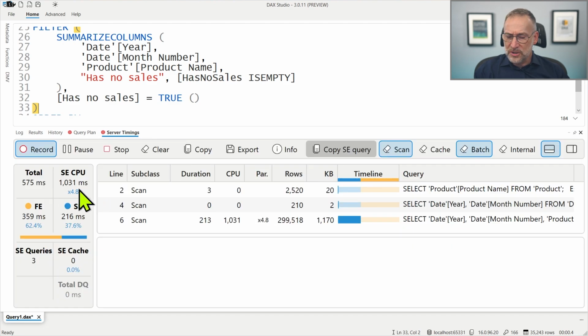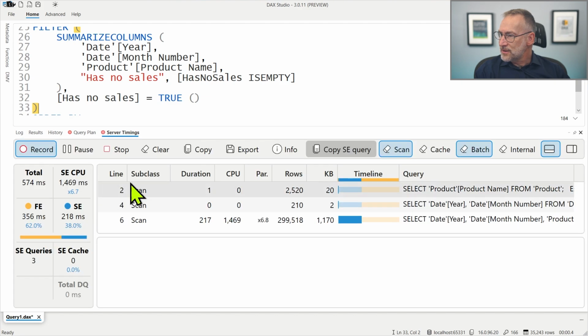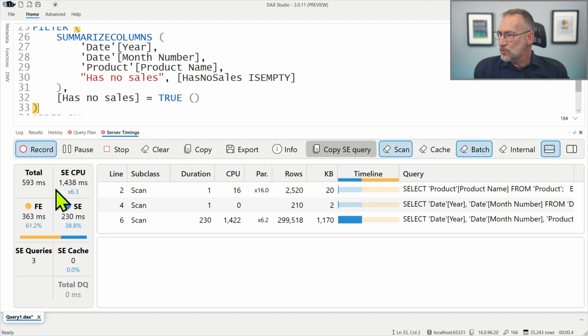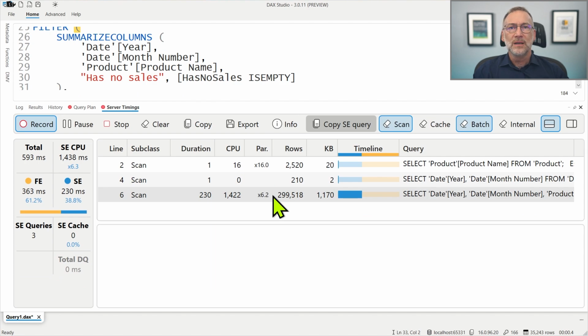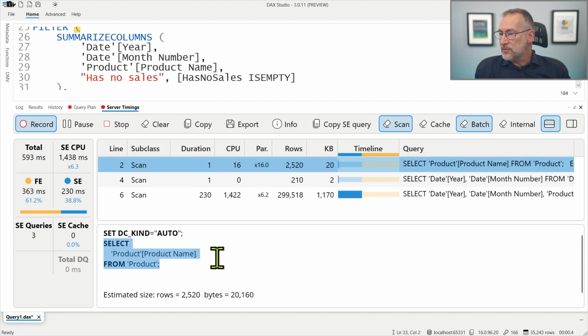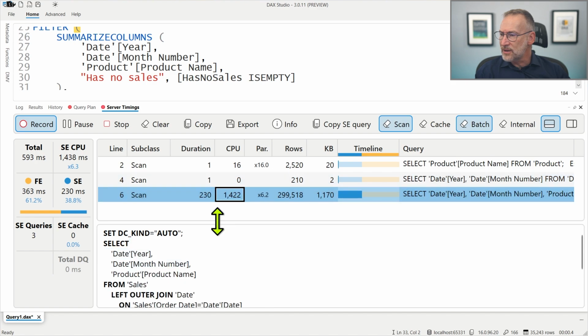See, the execution is faster. Now it's only 1 second. We run it again, 1.4 seconds, and then again it's 1.4 seconds. So we stick to 1.4 seconds as our timing. Let's take a look at the queries being executed. We have again a query to gather the product name and a query to gather the year and the month number, but their duration is so small that they are totally irrelevant.